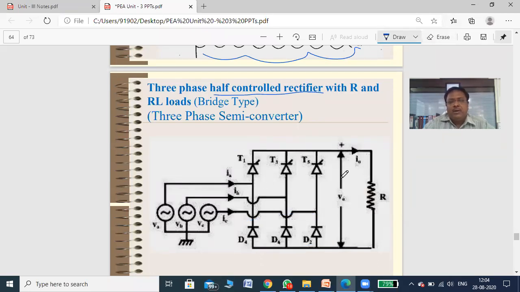Okay. Then maybe a resistive load is connected, right? Now, whenever one of the phases out of phase A, phase B and phase C is more positive, right? So if phase A is more positive, it means that the thyristor T1 is in forward bias condition. I am saying forward bias because until and unless the gate pulse is applied, the SCR never conducts, right? So if phase A is more positive, right, the thyristor T1 is in forward bias condition.